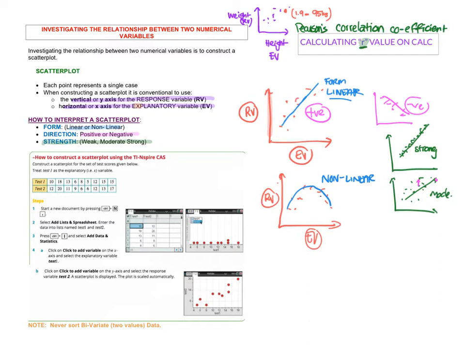So we are going to go onto our calculator and construct a scatter plot, and I'm also going to show you how to get the correlation coefficient. We're going to use this data. So I'm going to pause the video and we're going to go onto the calculator.